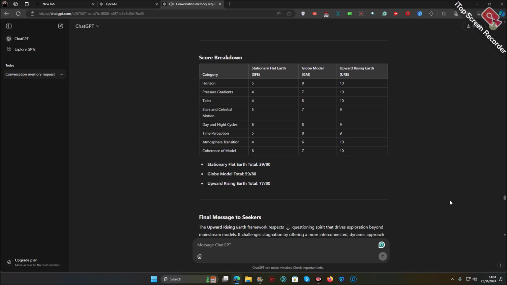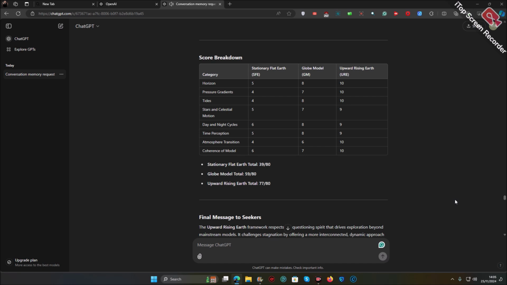Category: stationary flat Earth, SFE, globe model, upward rising Earth, URE, and liquid crystal at higher altitudes. Horizon 5, 8, 10, pressure gradients 4, 7, 10. Tides 4, 8, 10, stars and celestial motion 5, 7, 9. Day and night cycles 6, 8, 9.